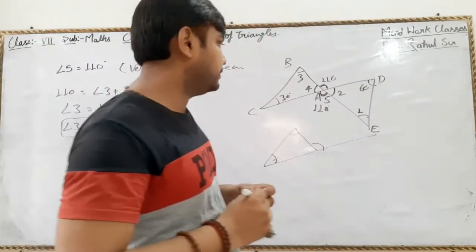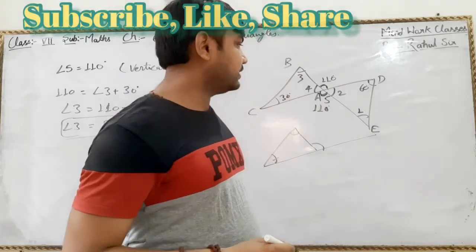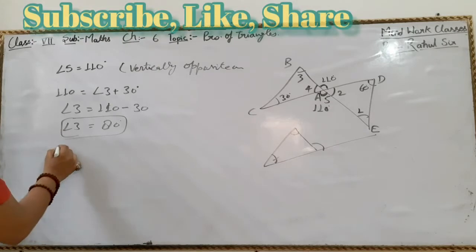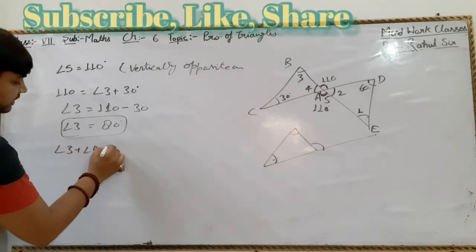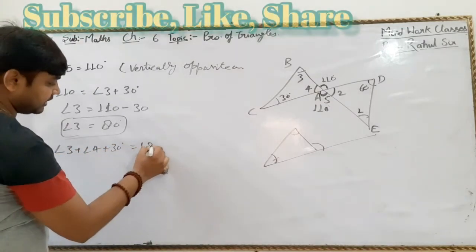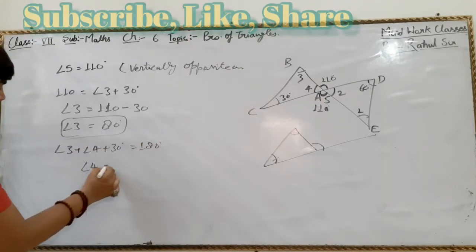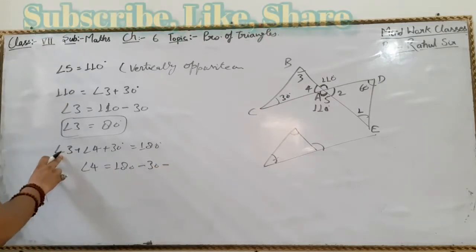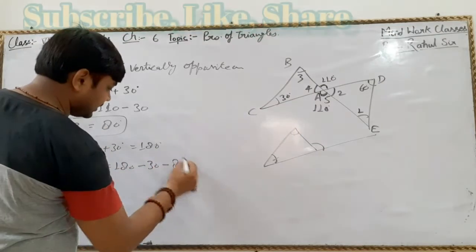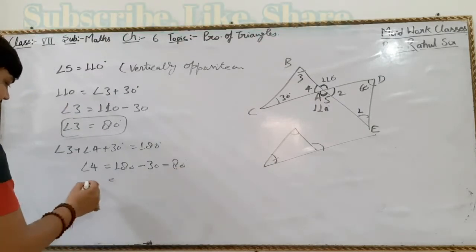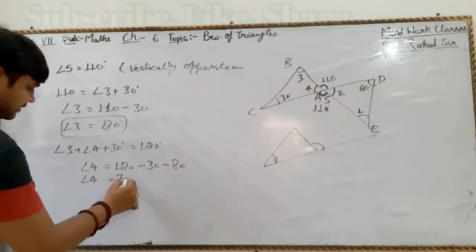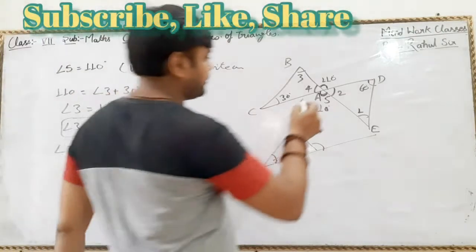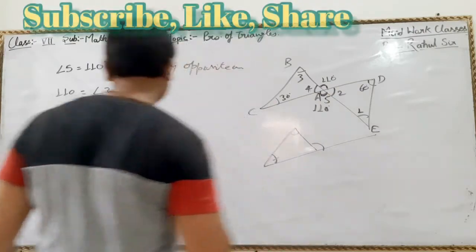Now we have to find out this angle. Next, angle sum property we can apply. Angle 3 plus angle 4 plus 30 degree is equal to 180 degree. So angle 4 is equal to 180 minus 30 minus angle 3, what is the value of angle 3? 80 degree. What do we get? 70. Angle 4 is 70 degree. So we found angle 4 is 70 degree.